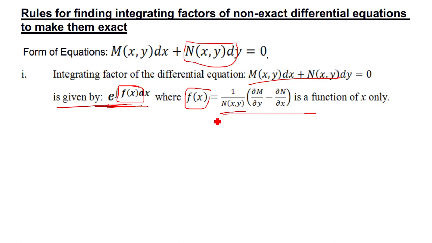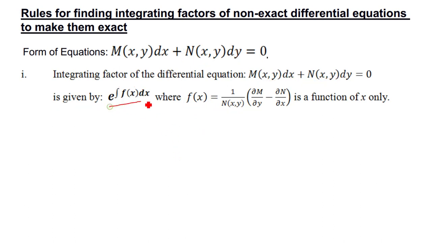So when you find the equation here after finding the f of x, you discover that f of x is just a function of x. It does not contain y anywhere. That's when you are going to use this integration factor formula. And if there is y, you just switch these two. You start with dm dy and then dn dx, so you start with dn dx and then dm dy.